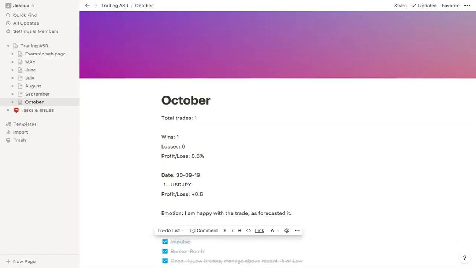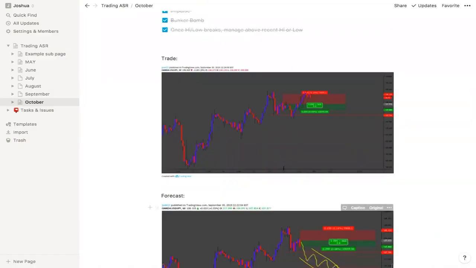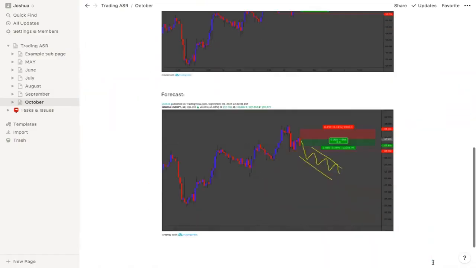Okay. Now, as I come down, I've got a tick list here, and I tick off what I want. My tick list is: trend change, I like to see impulse, bunker bomb, once the high or low breaks, manage above the high or low. Then I'll have a trade, which I'll put a picture of the trade in. And then you can write down here anything you want comment-wise about the trade. And then I'll put in my forecast.